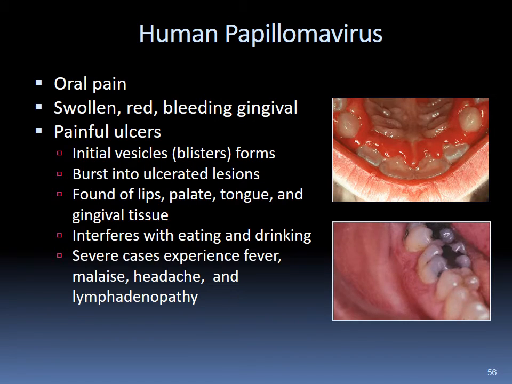Oral human papillomavirus infections are associated with pain, swollen, red and bleeding gingiva that develop into ulcers. Initial vesicles form and then burst into ulcerated lesions. The areas of infection include the lips, palate, tongue, and gingival tissues. The infection interferes with eating and drinking, and in severe cases fever, malaise, headache, and lymphadenopathy occur. The following video presents current research on HPV.